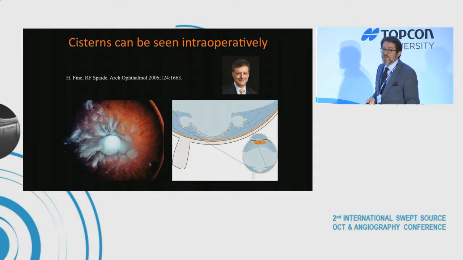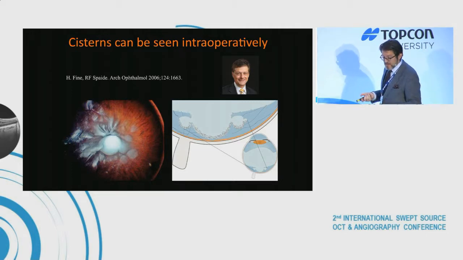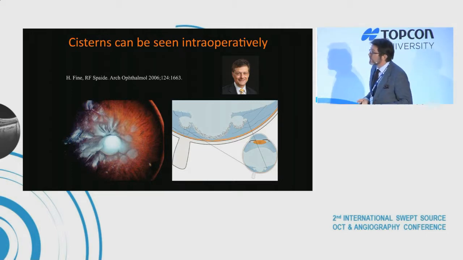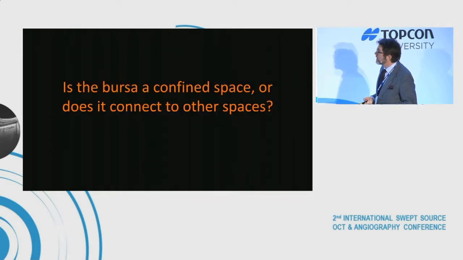Well, why do we care about this stuff at all? I think as vitreous surgeons, we see them all the time. This is a picture that Rick Spaide published. We stain with triamcinolone, and there you see the bursa. This is the area of Martegiani probably, and then there are all these cisterns. And at the end of the talk, I'll also show a slide where I think this is of really clinical relevance. Now, is the bursa a confined space, or does it connect to any other spaces?